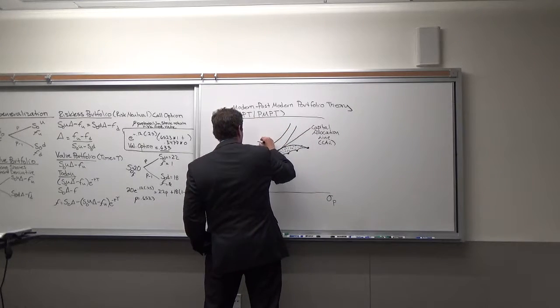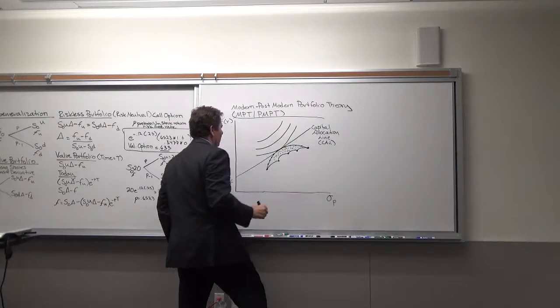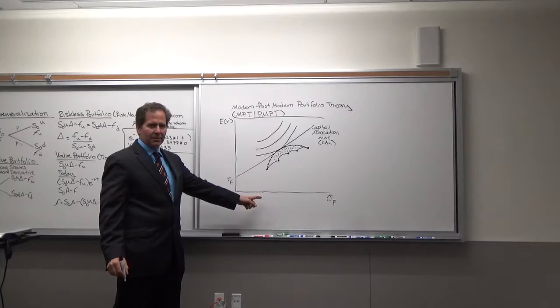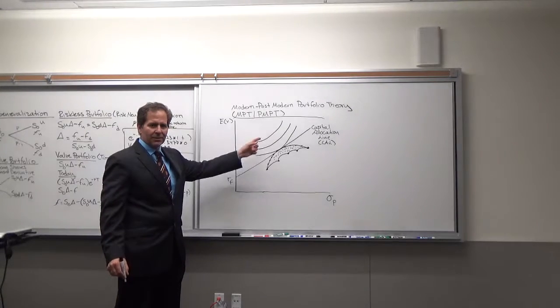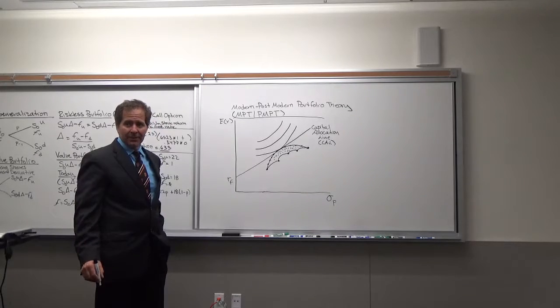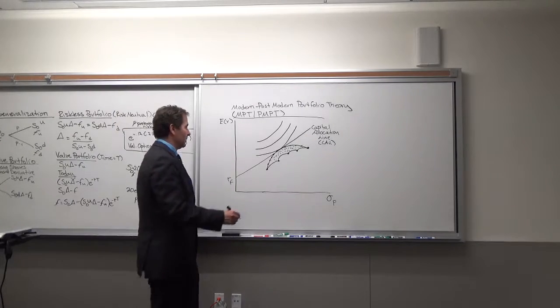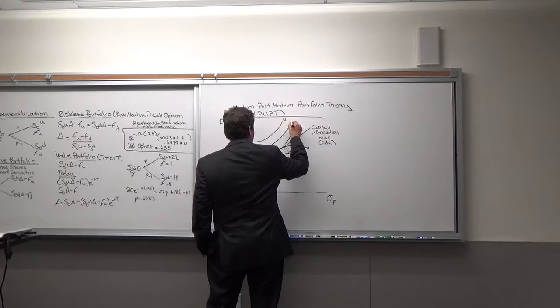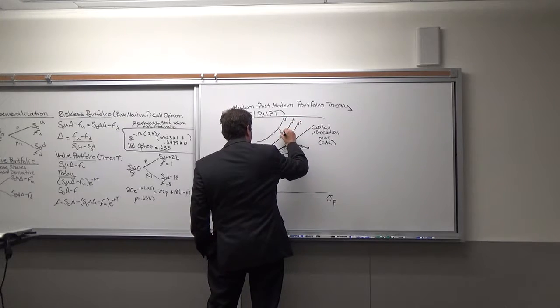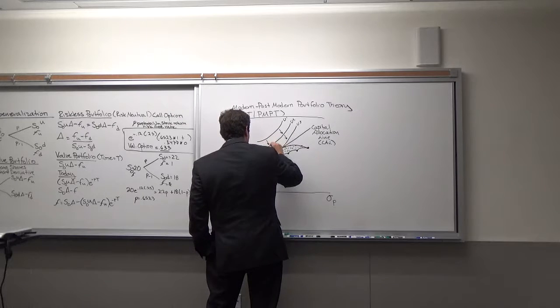Now, risk-averse investors want to be up here. They want high return and low risk. But there's no portfolios, there's no assets in the capital markets that are going to provide high return and low risk. What they have to do is they have to lower their utility curves.